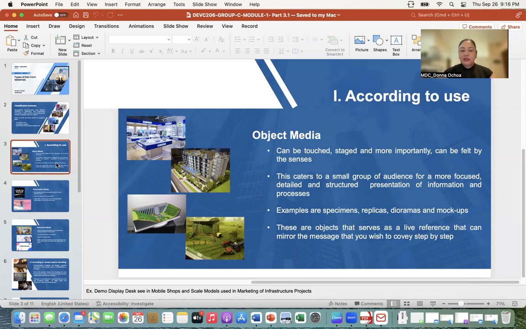I believe the most common example for this right now are the demo tables as seen in mobile stores, and also scale models that are used to sell and market infrastructure projects.